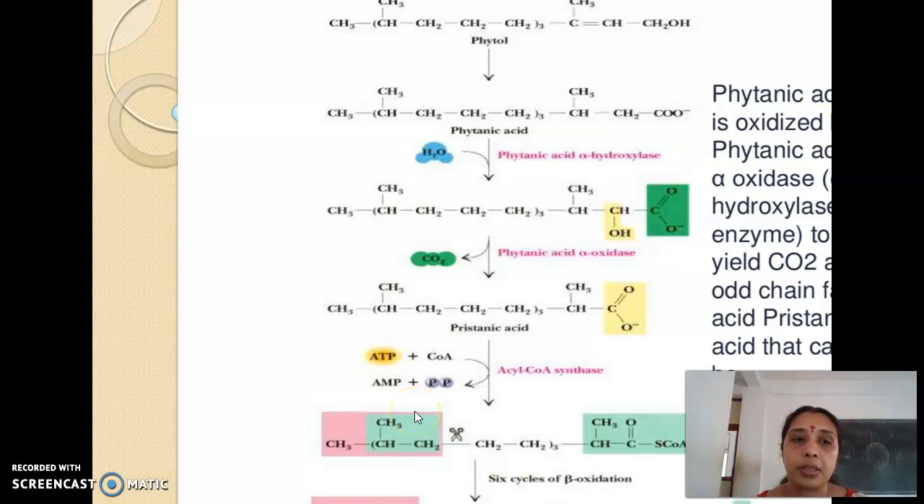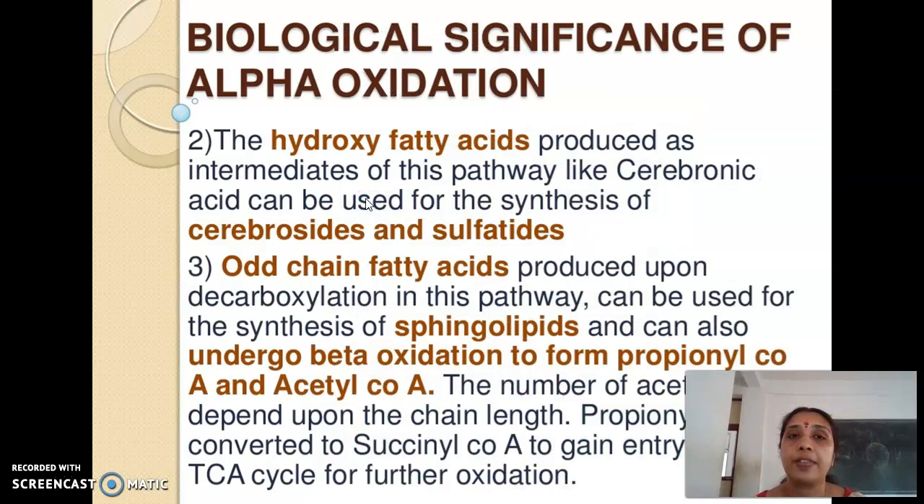Now, what happens if the alpha oxidative enzymes produce hydroxy fatty acids? What is the significance of alpha oxidation? These fatty acids, pristanoic acid, phytanic acid, etc., are very important in the formation of certain specialized products like nervonic acid, cerebronic acids, cerebrosides, sulfatides, etc. All of them are important compounds which are present in the central nervous system.